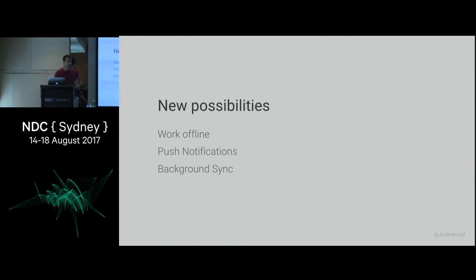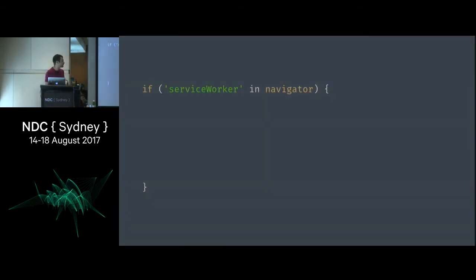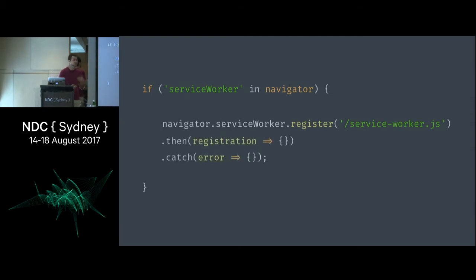So how do we register a service worker? First of all, you want to make sure there's support for it, and then you use the register method on navigator.serviceWorker. And this is a promise, so you can make sure if it worked or if there was any error. Now, how do you write the service worker code?